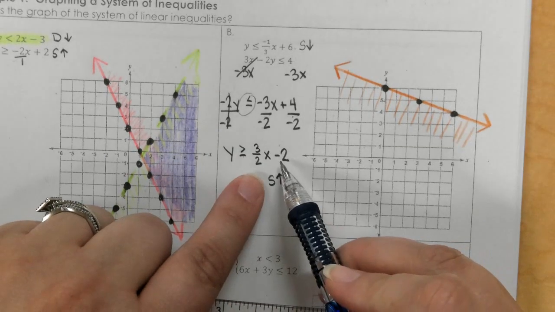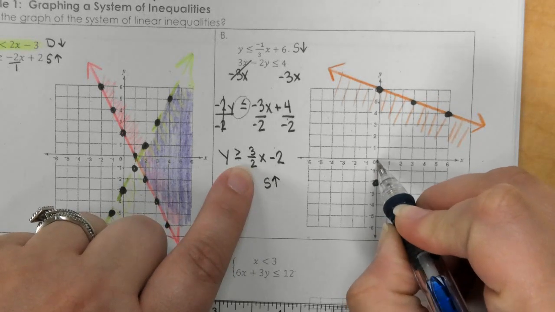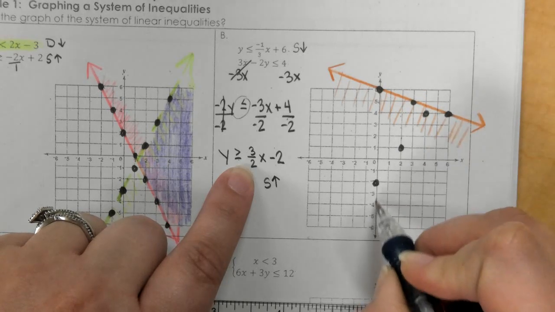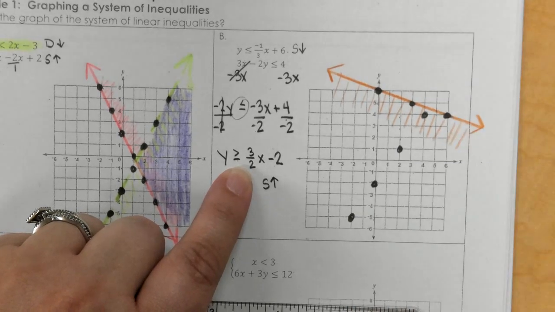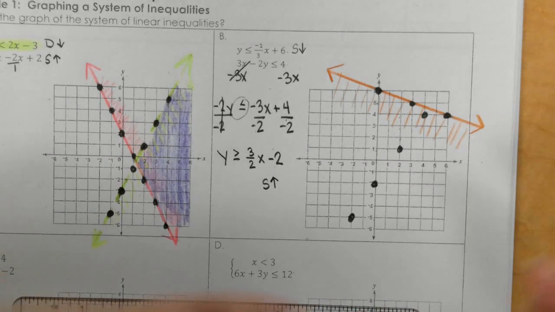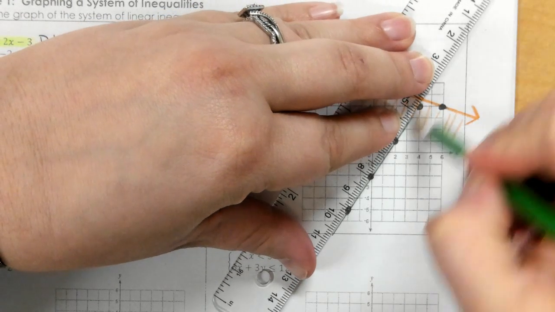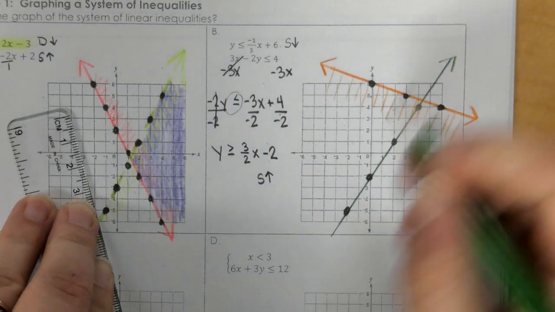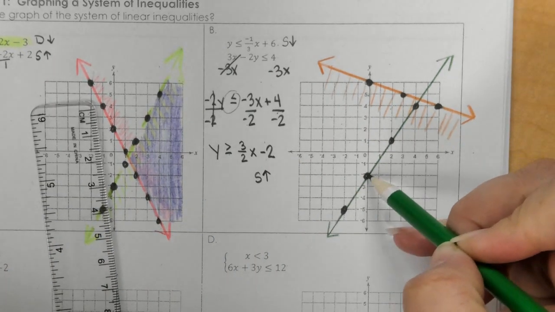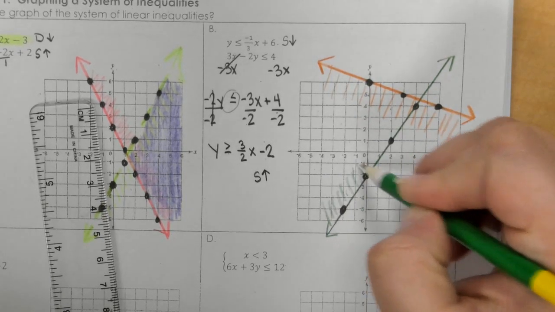Then we graph the second one. So starting at negative 2, we go up 3, right 2, and then down 3, left 2. And we have to draw a solid line again. And it says it is greater. So here's the starting point. Greater means going up. So this side of my line is what I shade.